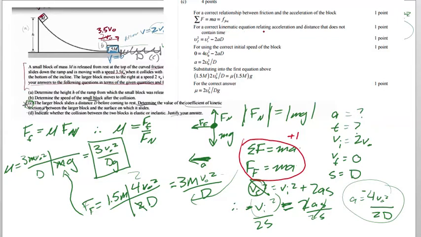All right. For a correct kinematic equation relating to the distance, for this kinematic equation, that's 1 point. See, I've already got half of my points just by writing down equations. For using the correct initial speed of the block, I did that because I got my 4 here, so that's going to be 1. For substituting in the first equation above and for the correct answer. So here's what I did, I think. On the weight, I did not put 1.5 for the mass. So 3 divided by 1.5 would be 2g. I would have gotten 3 out of the 4.